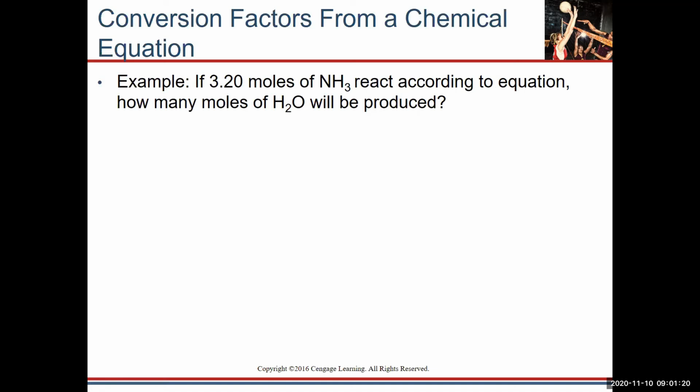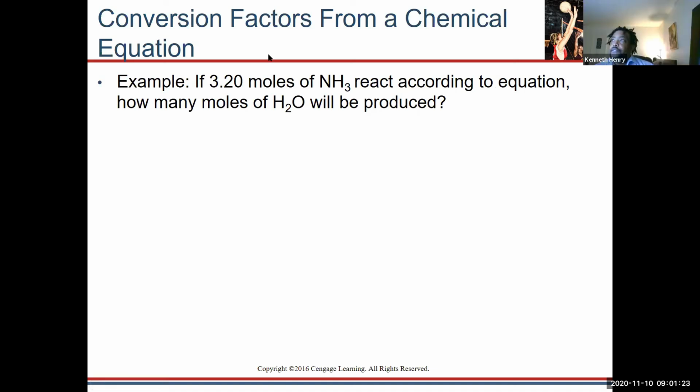Or 3.20 moles of ammonia. So we're always going to start off with what our given is. After we have that balanced equation, the very first thing we always want to do is get a balanced chemical equation. And we know that's ammonia. Now remember, it's just like the cake.